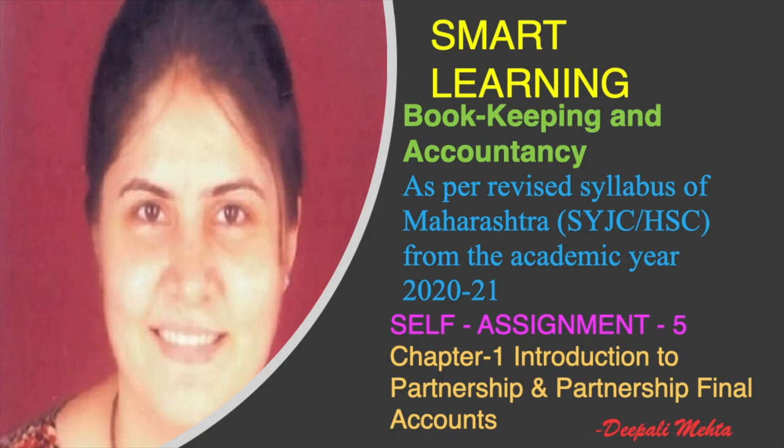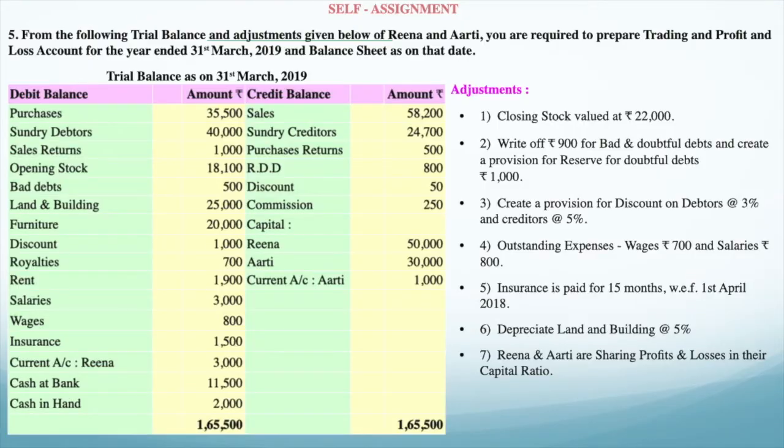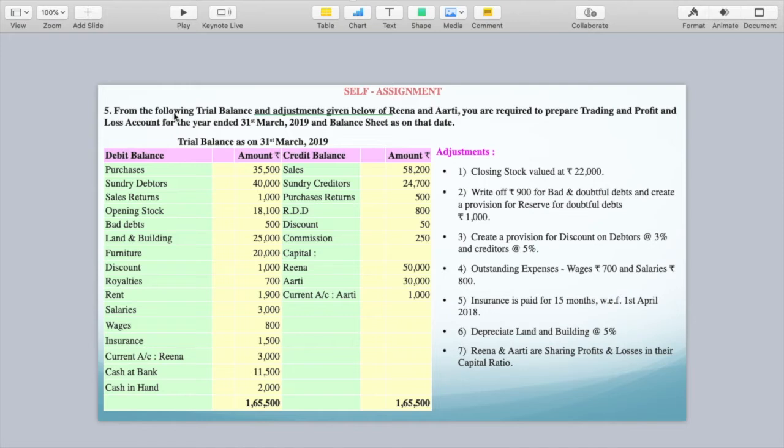In the last video I had given you the fifth question of self-assignment. In today's video we are going to discuss the question and we'll see the solution of the same. Here is the question. Let us start with the marking of the question. From the following trial balance and adjustment given below of Reena and Aarti, you are required to prepare the trading and profit and loss account for the year ended 31st March 2019 and the balance sheet as on that date.